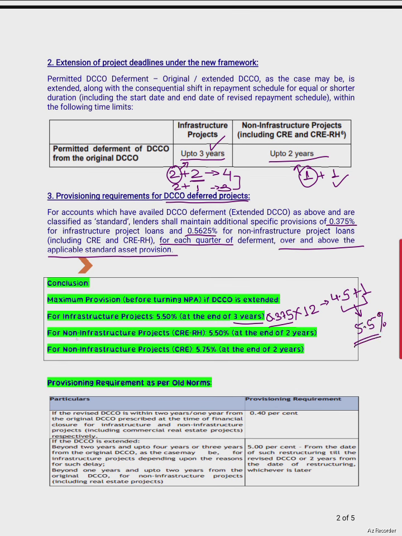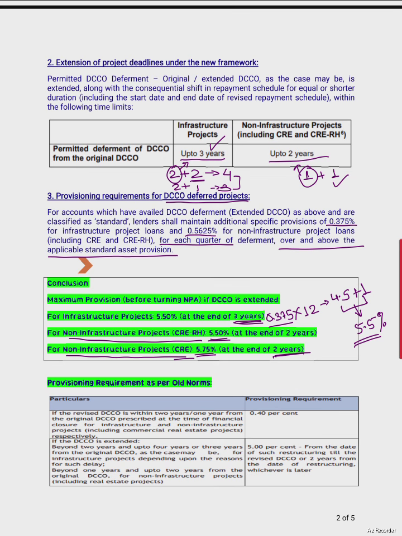Similarly for non-infrastructure CREH projects, commercial real estate residential housing, again it is 5.5 only, and for non-infrastructure projects which are CRE, the maximum provisioning will be 5.75 at the end of 2 years, and in the case of infrastructure it is 3 years. So this is the provisioning requirement.